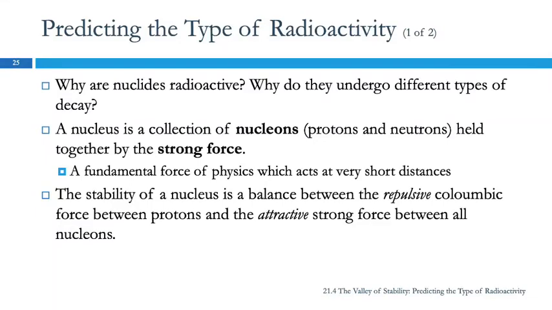Well, here's a great question. Why are some nuclides radioactive? Why do they undergo different types of decay? There's alpha, beta, gamma, the different kinds. Well, we have to think a little bit more about what is a nucleus.